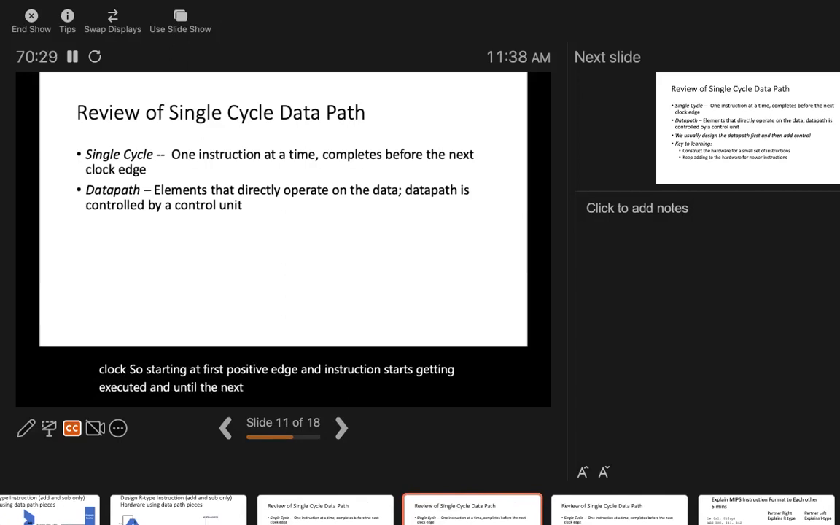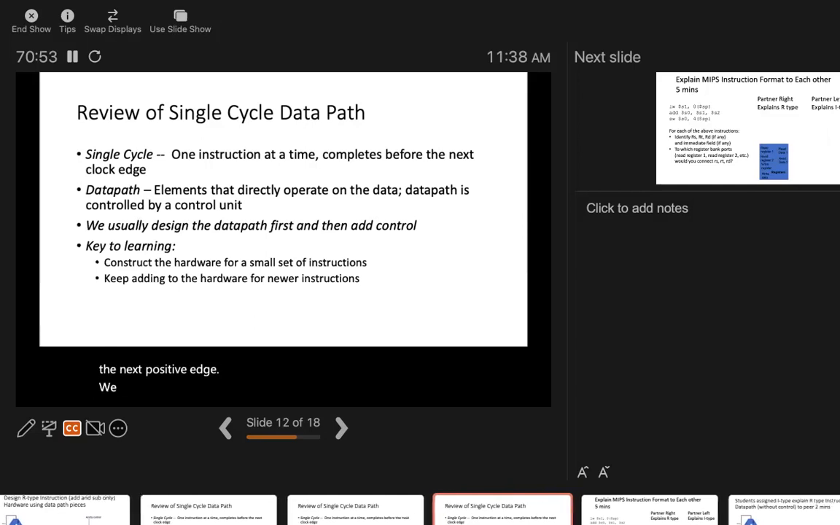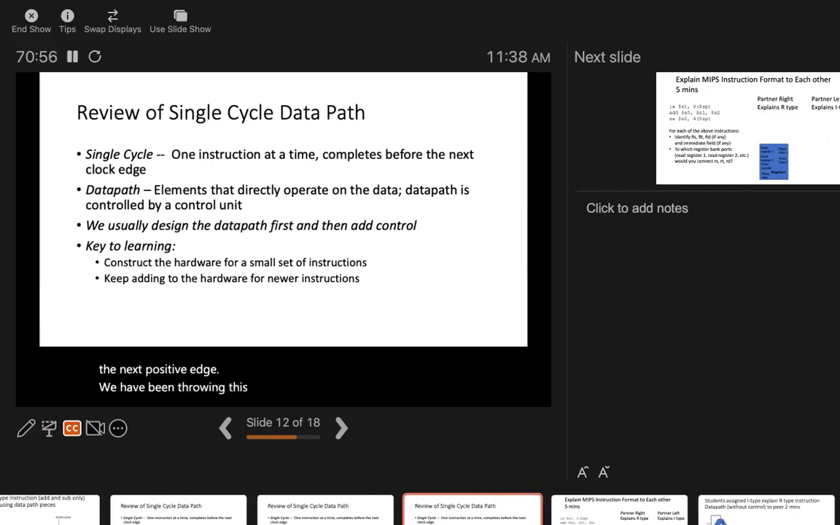In data path, the elements that directly operate on the data, those constitute the data path. And they are actually controlled by a control unit, because you need a control unit to determine what kind of operation it is and which of the components, which of the Lego pieces in your data path should be active. Active elements constitute the data path. We are going to discuss control units at the end. And what we do is we usually design the data path first, because that's an easy thing to do. And then we determine the control unit, how to control the different Lego pieces.